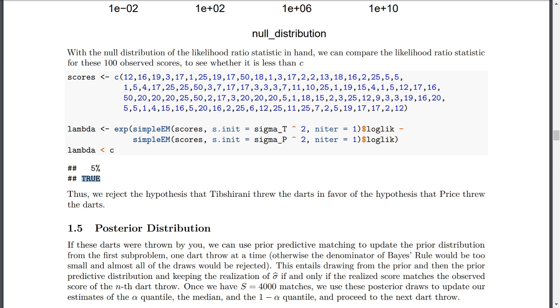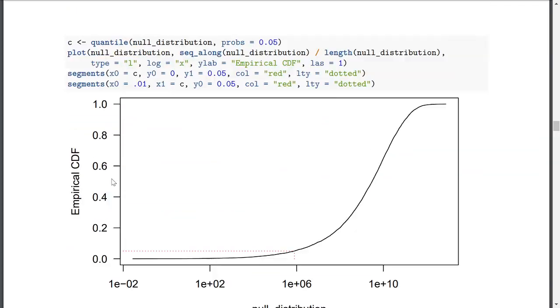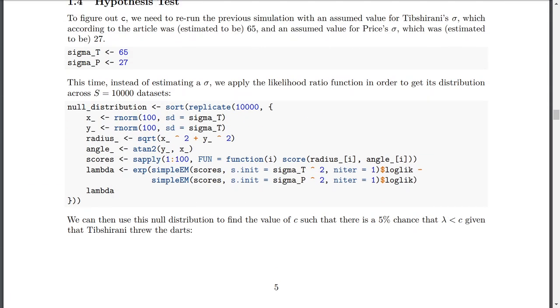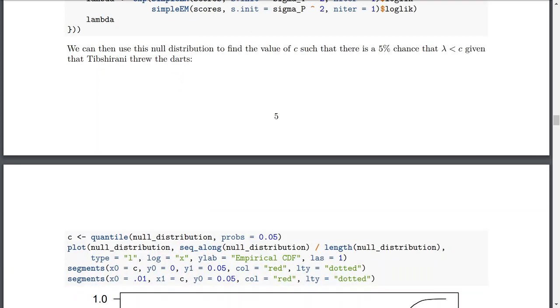Now, fortunately for you, this lambda was so small that you would probably reject it even if you miscalculated what the C should be. If you calculated any positive number for C, you're going to reject this hypothesis. But the correct way to calculate the C is by deriving the null distribution and then seeing what the 0.05 quantile of that is to get your cutoff value, which is about 1 million. Question?